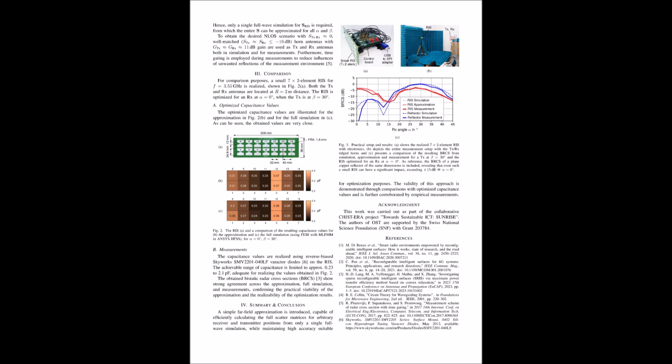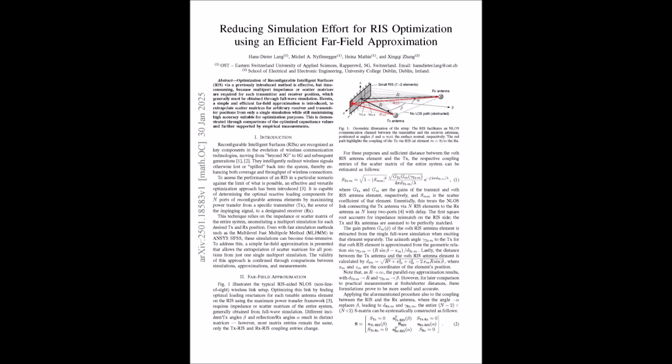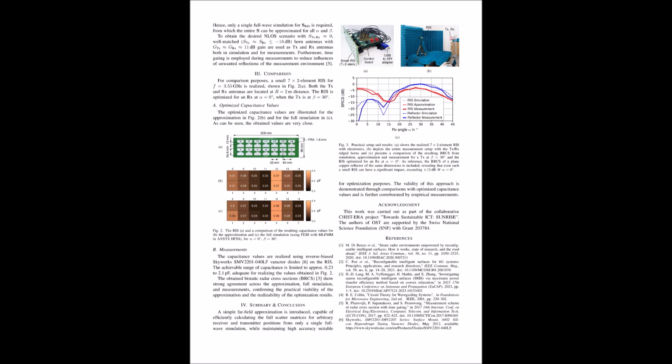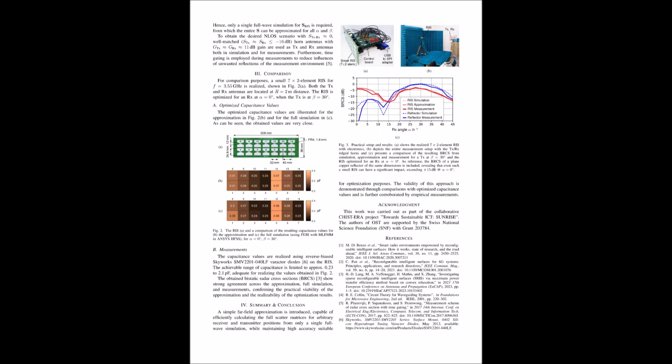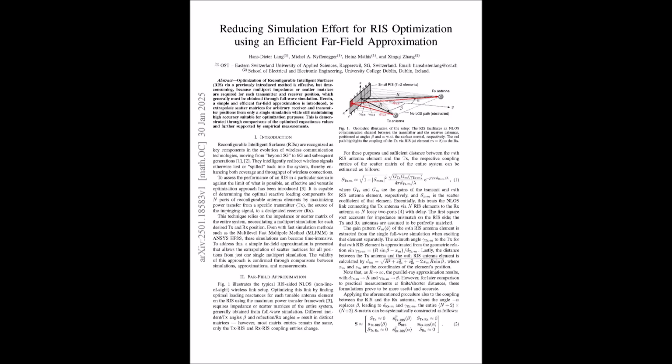So traditionally, how have researchers tackled this optimization problem? So the standard approach has been to run full-wave simulations, which essentially try to model the complete behavior of the electromagnetic waves as they interact with the RIS and the surrounding environment. But as you can imagine, these simulations are incredibly detailed and time-consuming, especially for large and complex RIS setups. That makes sense. So this new research is proposing a shortcut, a way to simplify the calculations without sacrificing too much accuracy. Exactly. They call it a far-field approximation method.